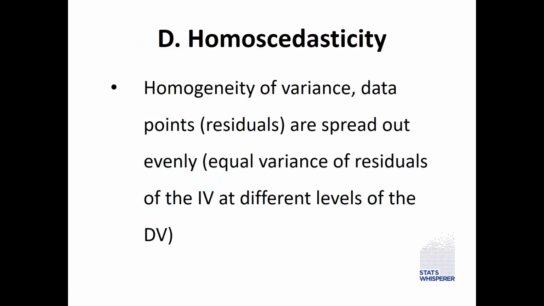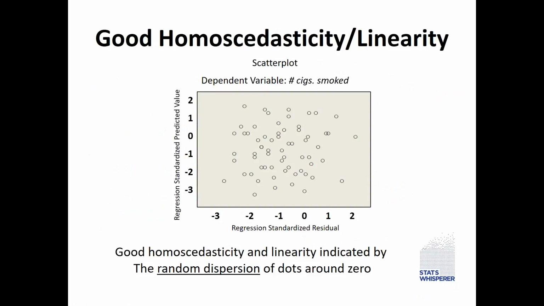Homoscedasticity, which is a tough one just to say. So you have to look at the homogeneity of the variance. Are all the residuals equally spread out? So we produce an image in our regression to check if that's so.